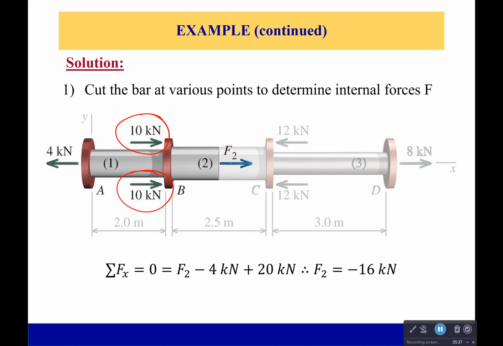So let's add them all together. Sum of the forces in the x direction. Well, it's going to be force 2 minus 4 kilonewtons, since it's pointing in the opposite direction, plus 20 kilonewtons, which gives us negative 16 kilonewtons. Force 2 will be negative 16 kilonewtons.